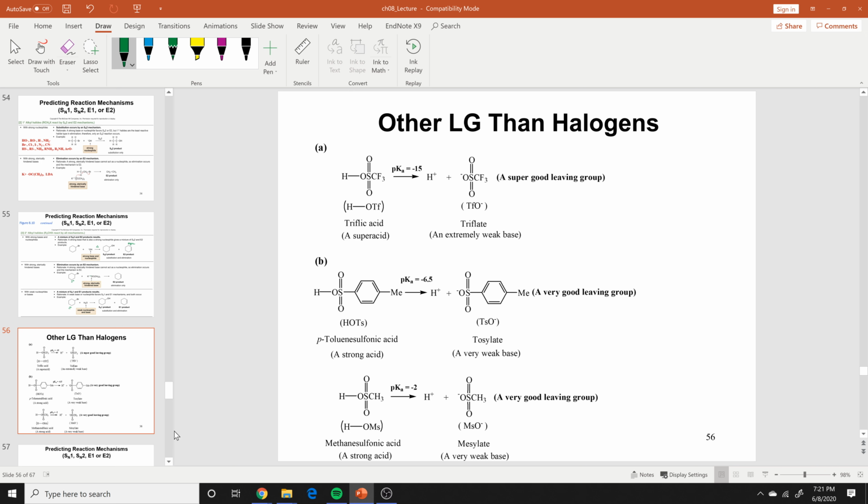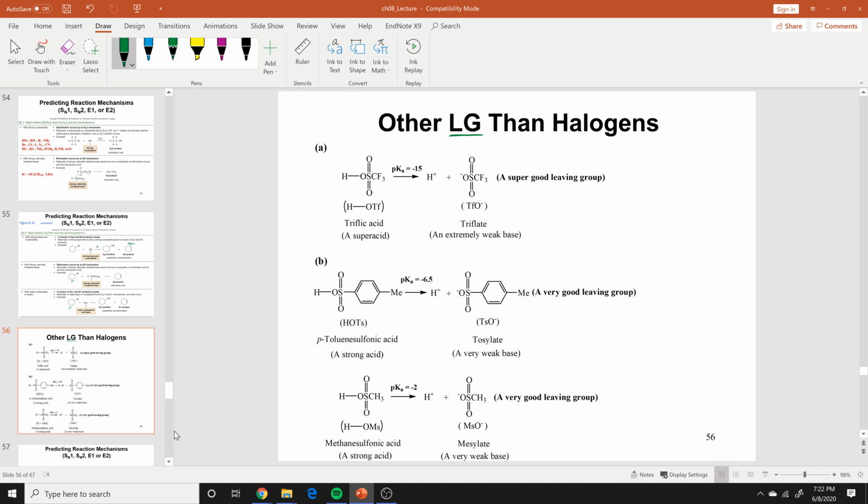We've talked about these. I'll give you an introduction in chapter 6 about the other leaving groups. In chapter 8 we will talk more about these other leaving groups, but just remember that the weaker the base, the better leaving group it is. We do have here an example of a super good leaving group, which is the conjugate base of triflic acid. Another very good leaving group is the tosylate. It is the conjugate base of a very strong acid, so it's going to be a very weak base. And the mesylate. This is another example of a very good leaving group.